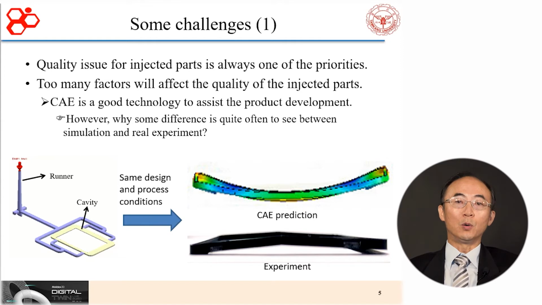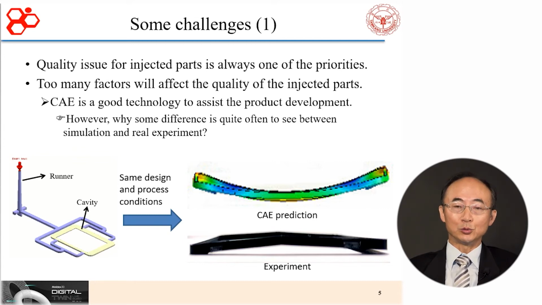For example, what kind of material you're using, what kind of design of the parts, how you set up a suitable mold design, what kind of machine you are using, and what kind of conditions you have to specify. To deal with this kind of problem, people know that right now CAE might be one of the good tools that can help them deal with these challenges.